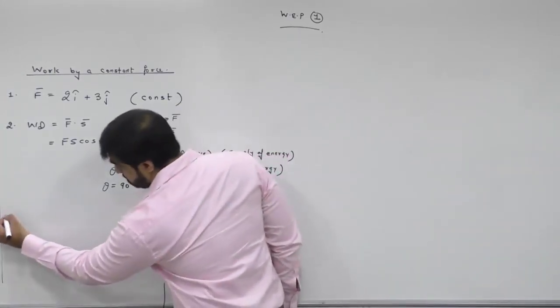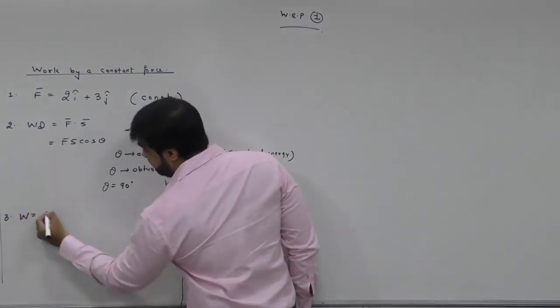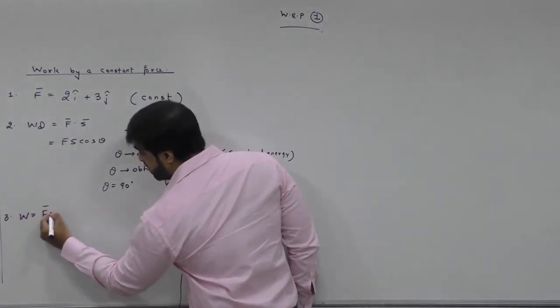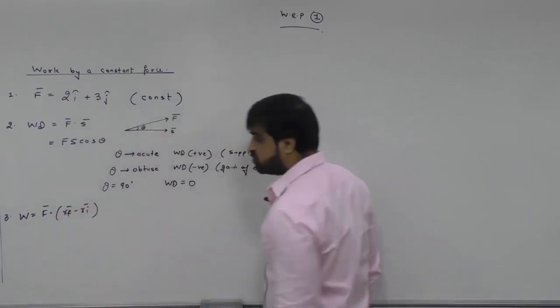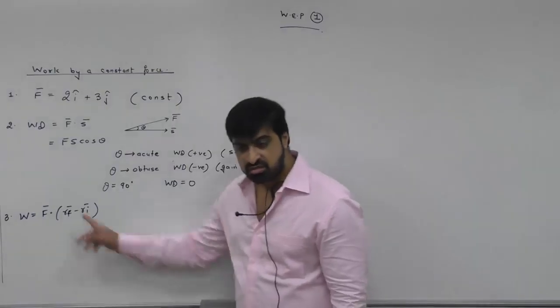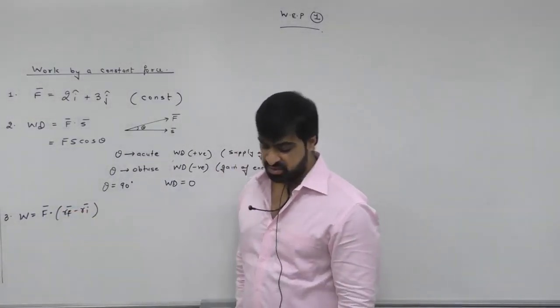Third concept, work done is F bar dot S bar, but S bar can be written as final vector minus initial vector. You know S bar is R final minus R initial, where this is the final position vector and this is the initial position vector.